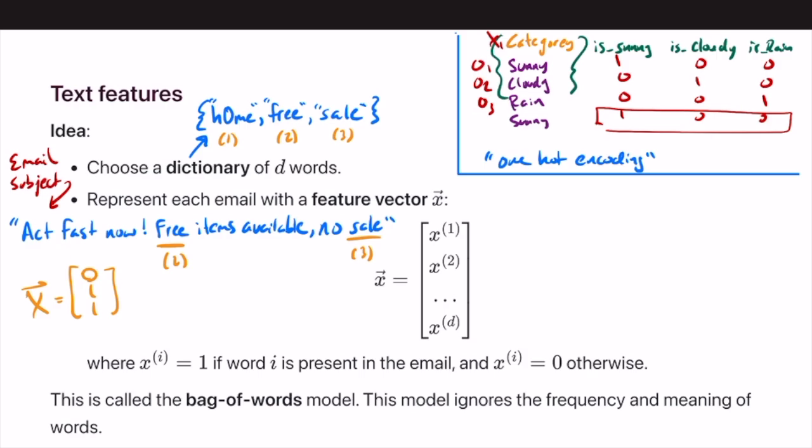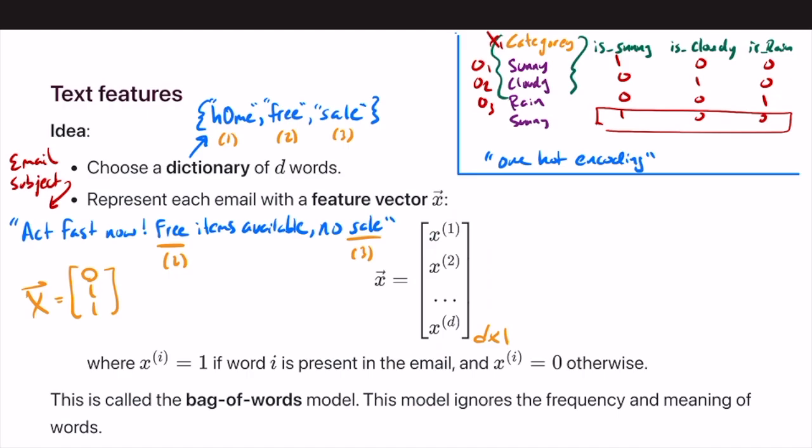But for now, we're just looking at, does the word exist? Does a word in our dictionary exist in this sentence or this email subject? And if it does, count it. And then, of course, these x vectors have a shape of d by 1, because d is essentially however many words we have in our dictionary.